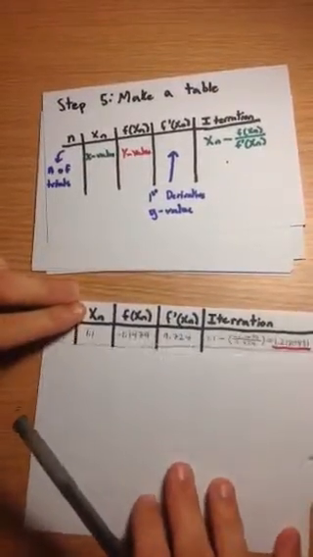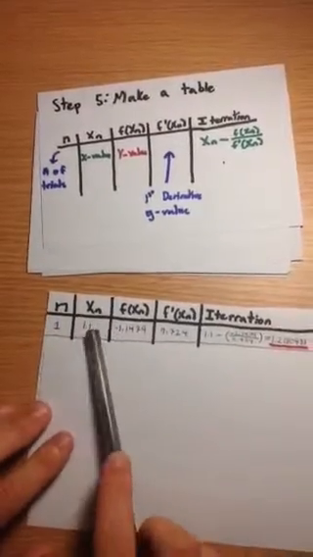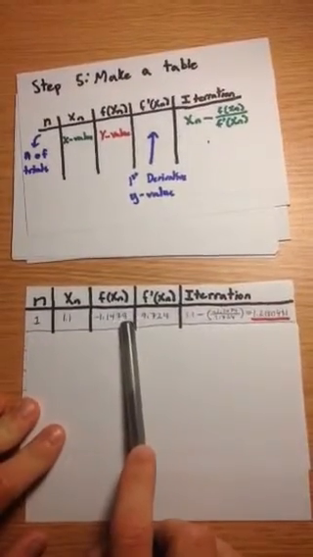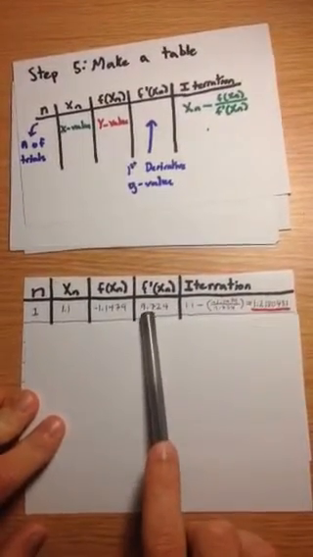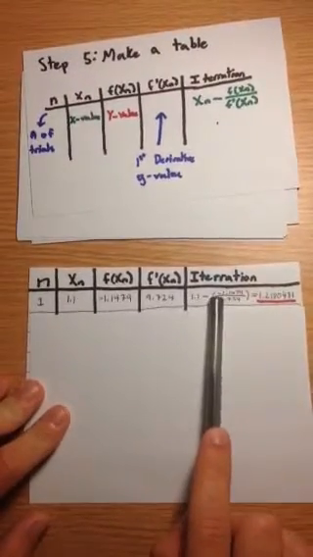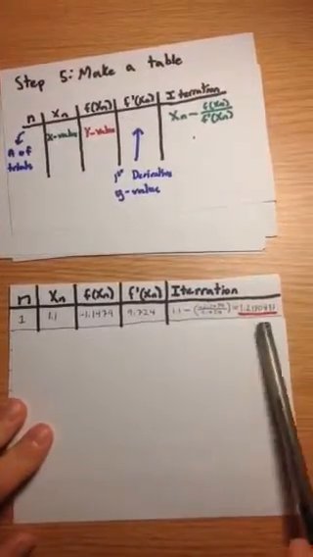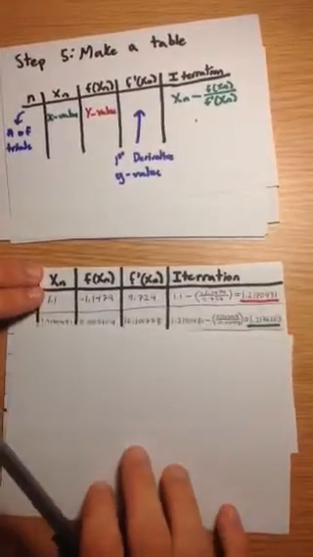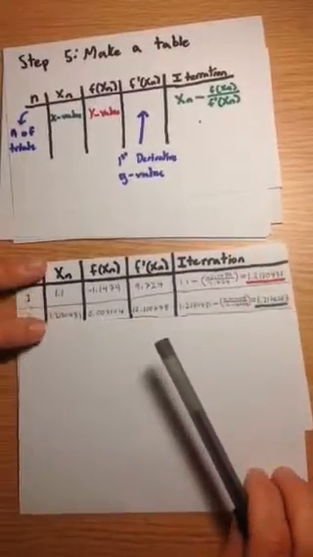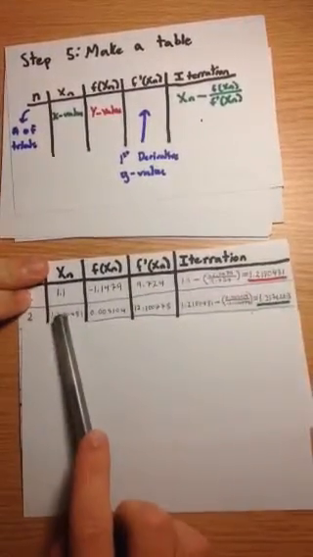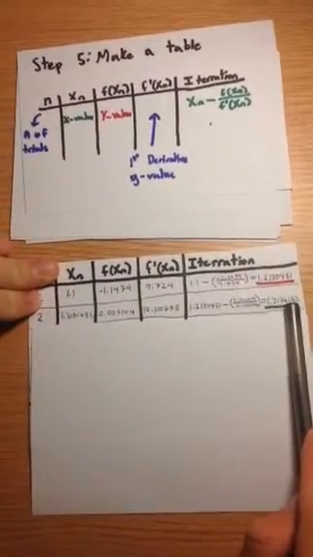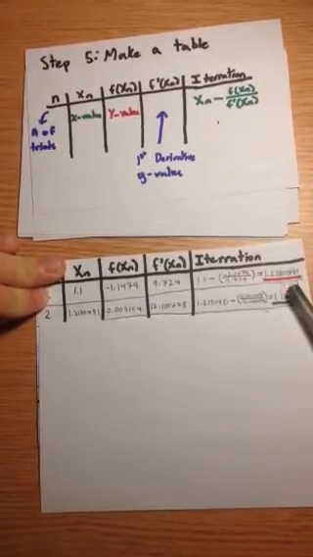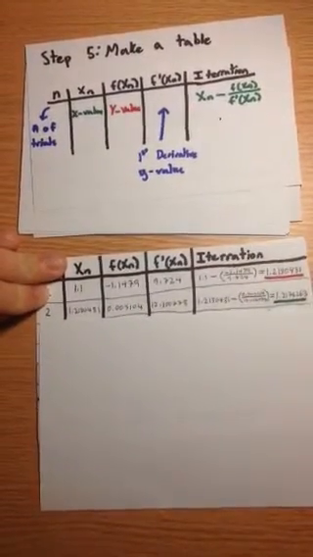So here's what the first trial will look like. We used our starting point as 1.1. We found that f of x of n is negative 1.1479. f prime of x of n is 9.724. And then we just plug this into our iteration. This gives us 1.21804881. Now our second trial, we'll use this x value for our second trial. That will give us 1.216263.